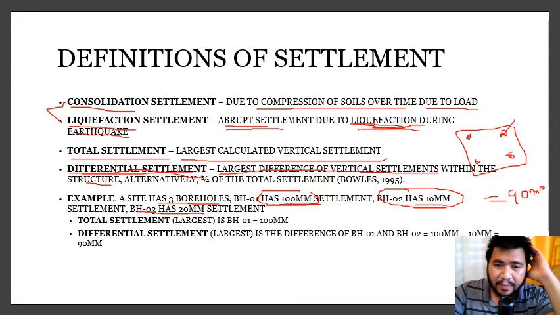Now, the total settlement here is basically the largest one. So you have here borehole one, which has 100 millimeters. So your total settlement here is 100 millimeters. Okay. All right.